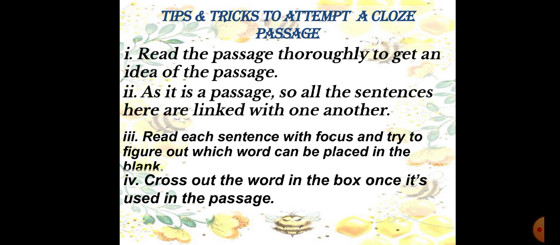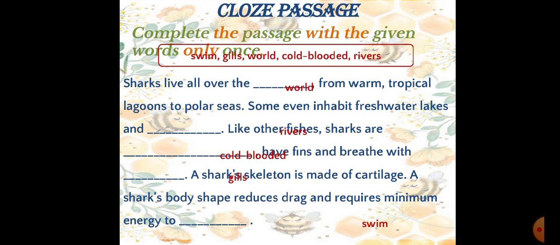Then the fourth tip is that you have to cross out the word in the box once it's used in the passage, because one word cannot be used two times. So you cross the word that you know is already in its suitable position. Let me give you a cloze passage. You have to complete the passage with the given words, each used only once.